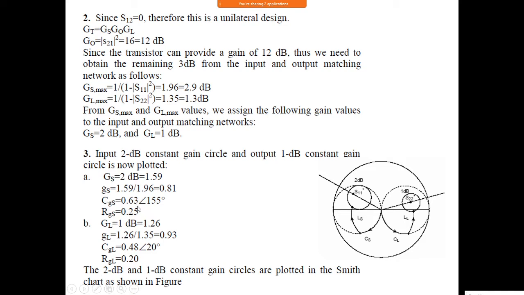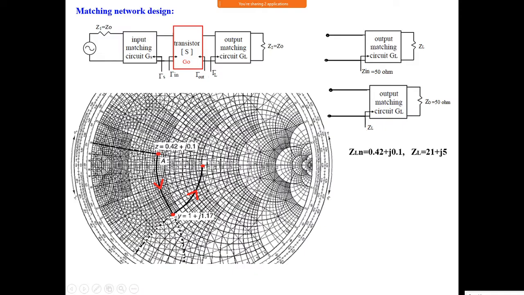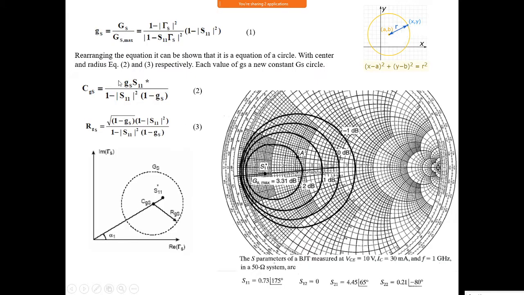After substitution of all the parameters, we will be left with this answer. CGS is equal to 0.63 at an angle of 155. CGS means center of the circle. And RGS, what is RGS? This is the radius of the circle. Radius of the circle is 0.25. These two values are from these two equations. So here, what is this S11? This is from the S matrix of the transistor.